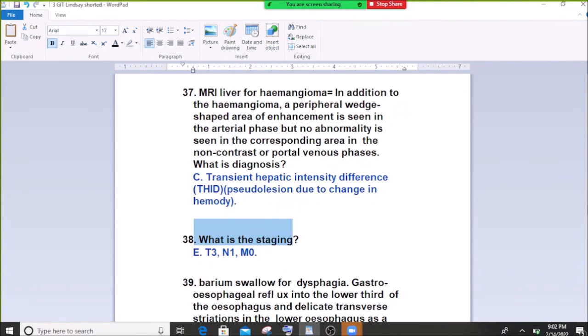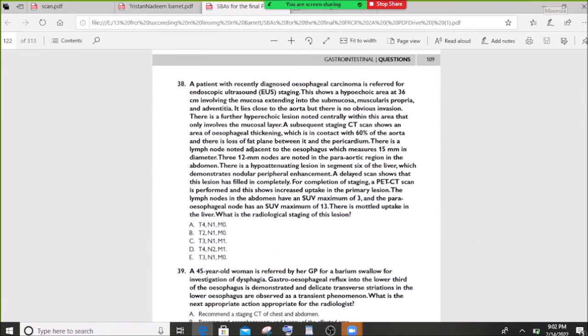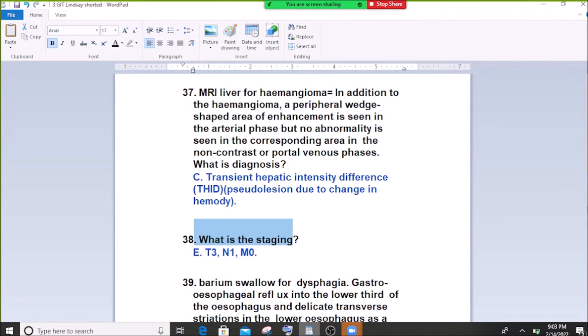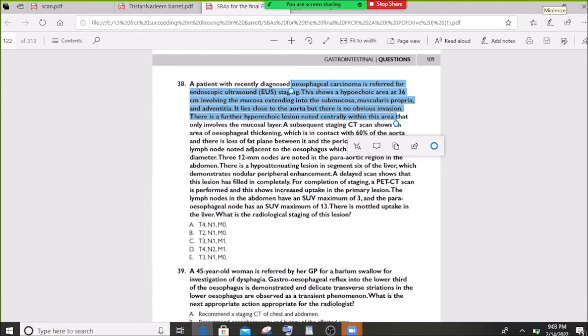38. What is the staging? Okay, question 38. T3 N1 M0. The patient with esophageal carcinoma is referred for endoscopic ultrasound staging. The hypoechoic area involves mucosa, submucosa, muscularis propria and adventitia. T3 should extend up to the adventitia or serosa, but there is no invasion beyond. So up to serosa is T3. Then there is a hypoechoic area that involves only the mucosal layer.